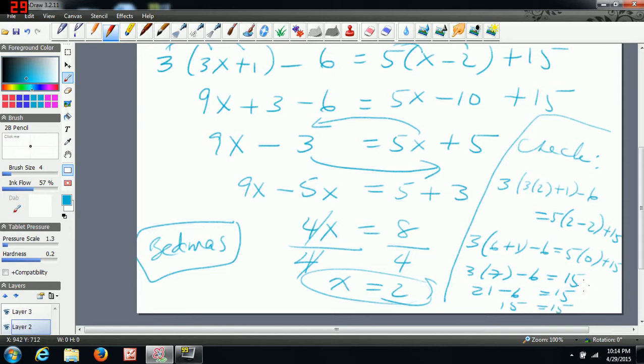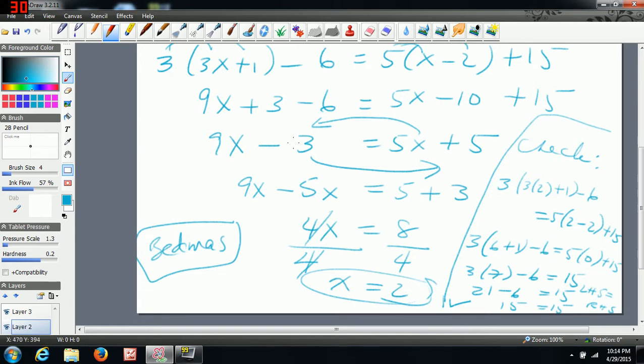So that means the left-hand side equals the right-hand side. Therefore, we do have the right solution. Okay, so if the left-hand side equals the right-hand side, that means you've got the right answer. So that's a quick way to check your solution when you solve equations.